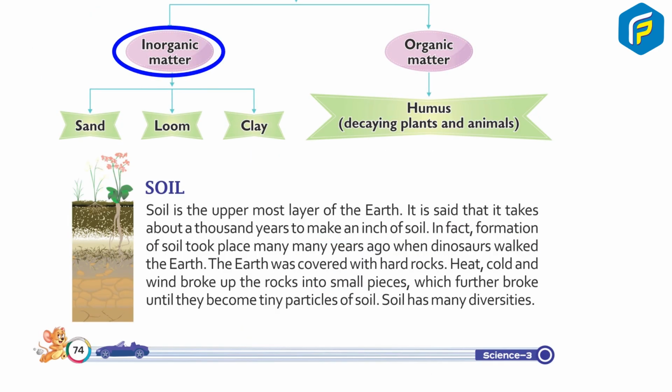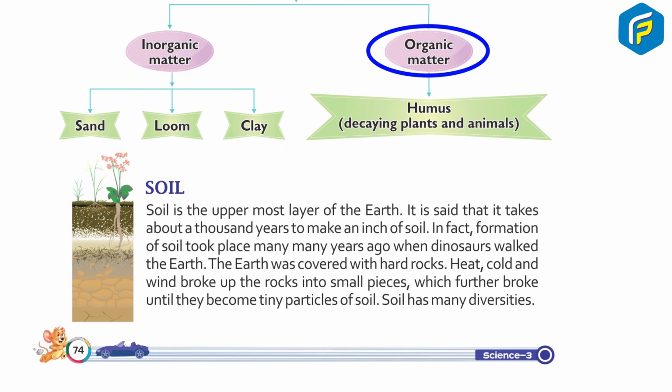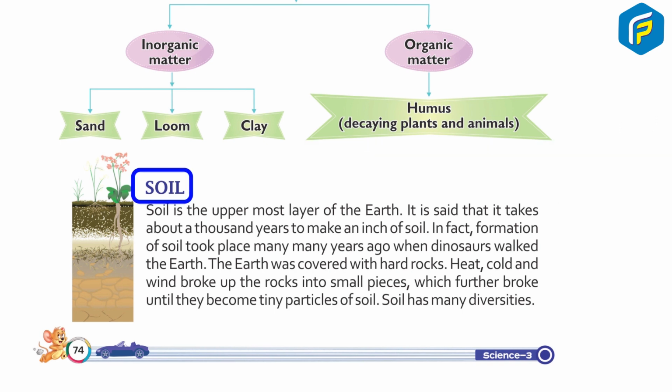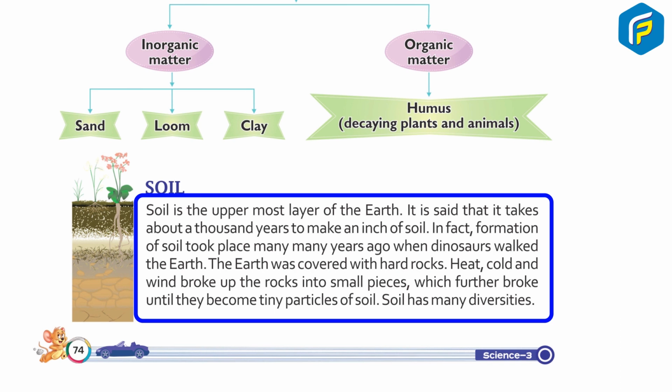Soil: inorganic matter, sand, loam, clay. Organic matter, humus, decaying plants and animals. Soil is the uppermost layer of the earth. It is said that it takes about 1,000 years to make an inch of soil. In fact, formation of soil took place many years ago when dinosaurs walked the earth.